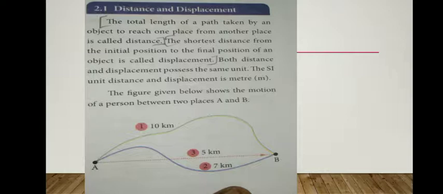What is distance? The total length of the path taken by an object to reach one place from another place. When you want to move from one place to another, how much total length is taken along the way, that is what we call distance.